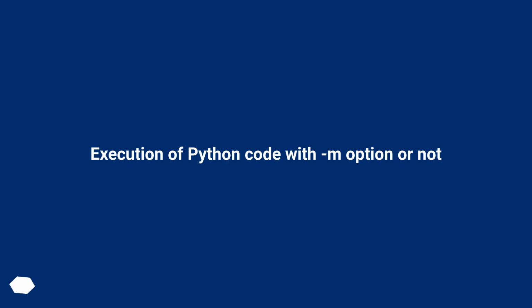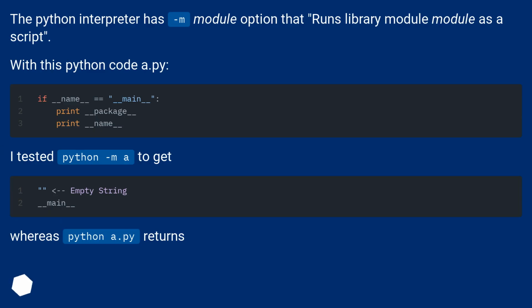Execution of Python code with the -m option or not. The Python interpreter has the -m module option that runs a library module as a script. With this Python code a.py, I tested python -m a to get one result, whereas python a.py returns another.